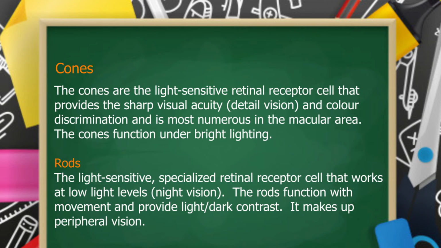Then we have the rods. The rods are light-sensitive specialized retinal receptor cells that work at a low light level, which is night vision. The rods function with movement and provide light or dark contrast. They make up peripheral vision.